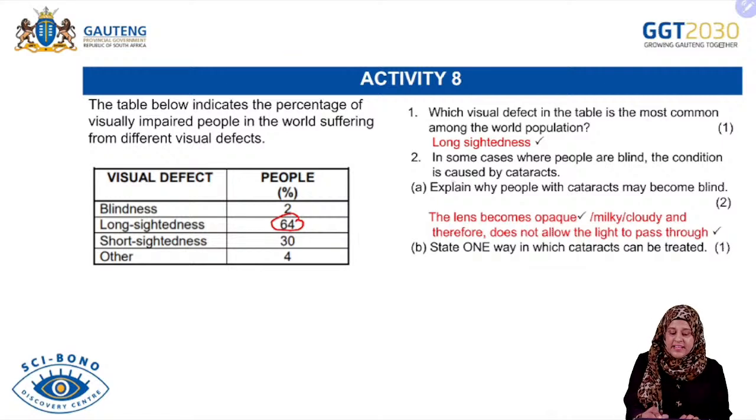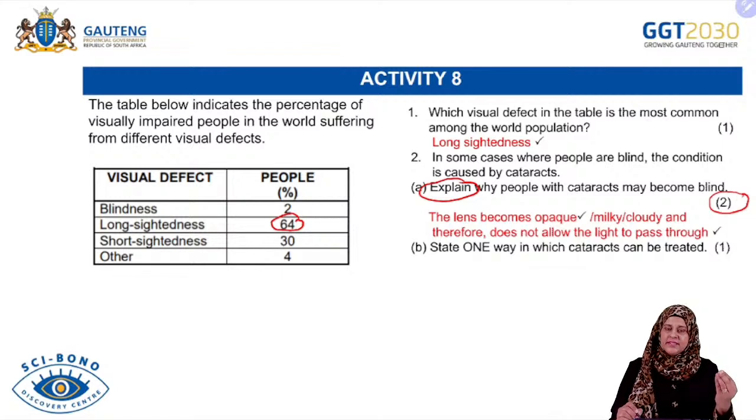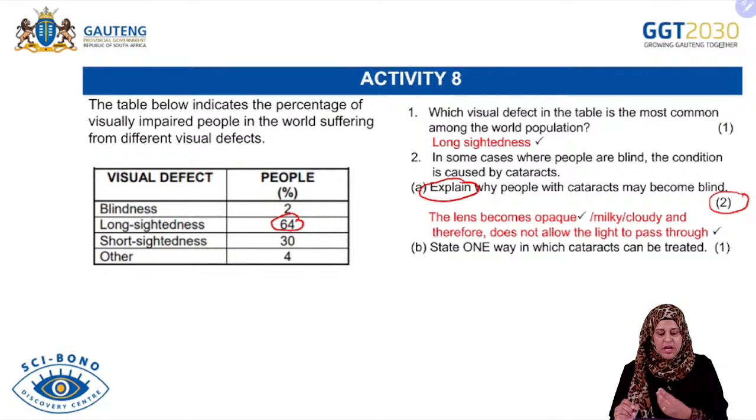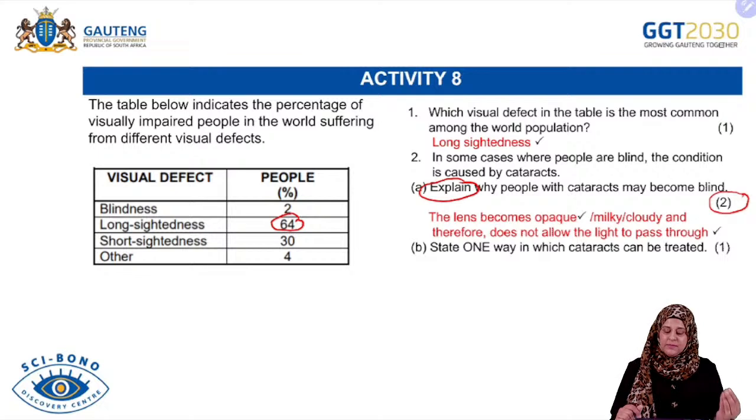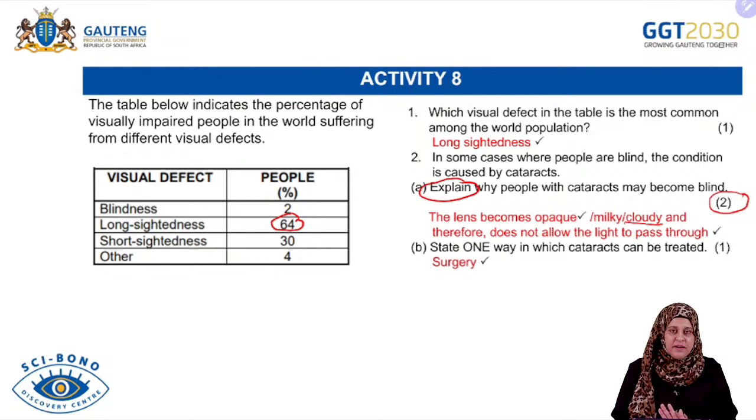So remember, it's an explain question and it is 2 marks. Therefore, you need to give 2 points. In life sciences, we do not give marks for nothing. So you must make your points in order to get your marks. So we can't say the lens becomes opaque, 2 marks. No, it's an explain question. Therefore, you need to follow up. The lens becomes opaque or cloudy and therefore does not allow light to pass through. Okay, and then state one way in which cataract can be treated, and that is by removing the cataract from the lens, and that is done by surgery.